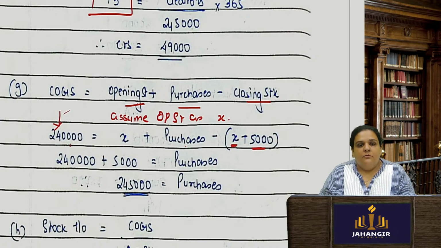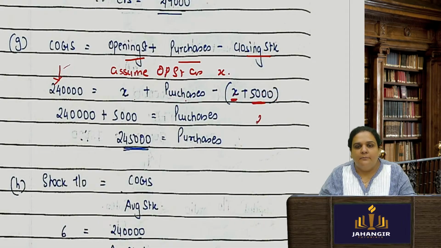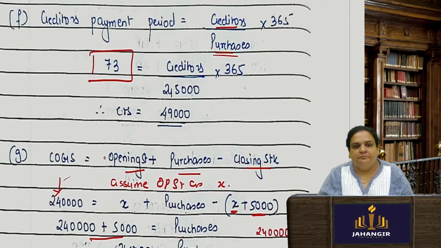Now, 2,40,000 is equal to X plus purchases minus X minus 5,000. When you open the bracket, it becomes 2,40,000 equals X plus purchases minus X minus 5,000. So minus X plus X cancelled. This minus 5,000, if I take it to the other side, becomes plus. That will be equal to purchases. So 2,45,000 will be the purchases.